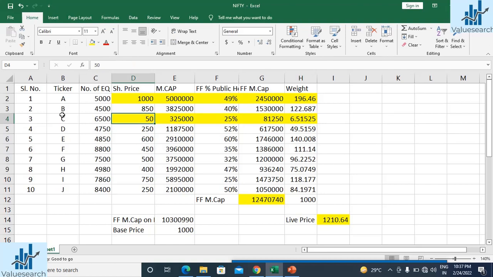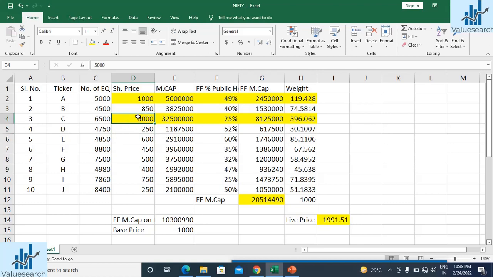So if this share price gets doubled, how much impact on price will it make? If I just make it 100, see, it was 1210.64. So how much has it changed? Only 1218. So only an 8 rupee change because it has very small weight. Now if the share price becomes 500, it has some significant weight of 61. Now if the share price becomes 5000, then it has huge weight.